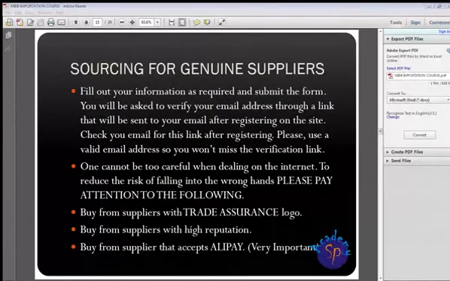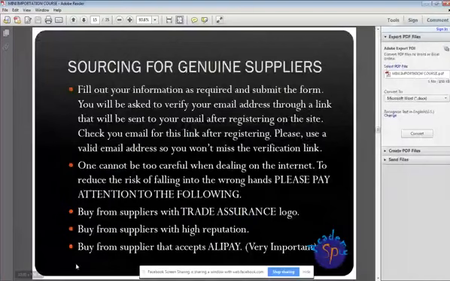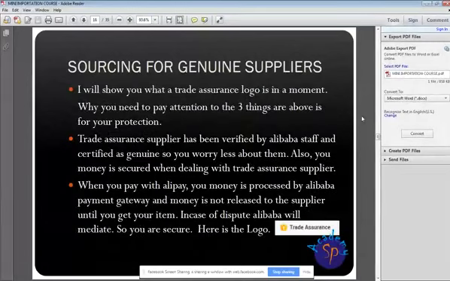Trade with trade assurance members, very important. Trade also with caution. Trade with people with high reputation. Trade with people with the Alipay option. If they tell you that you can only pay with Western Union, we don't accept anything other than Western Union or MoneyGram, my brother and sister, run for your dear life before they scam you. All right, so that is it.